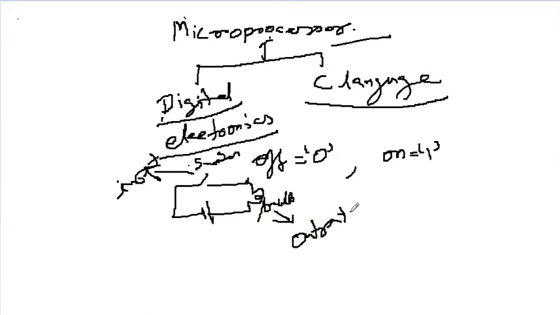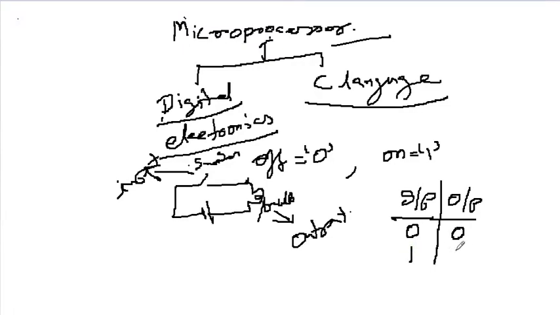Bulb is the output. That means, suppose I consider the input to be the switch, and I want to know how the output will work according to my input. So suppose the input is off, the bulb is also off. Input is on, the bulb is also on. That means the logic is very clear here: input and output are behaving similarly.